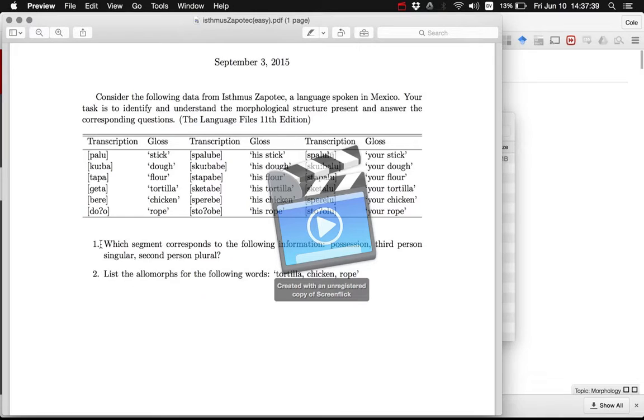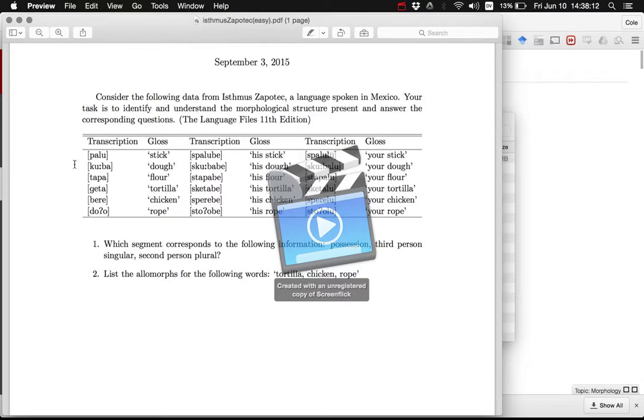And it's often a really good idea to begin to look at what the questions are first before you begin to pore through a data set, because as you can see, this is obviously quite a bit of information. So you're asked to figure out which segment corresponds to the following information. So what is the marker in Isthmus Zapotec for possession, third person singular, and second person plural? Okay, so first, possession. So possession is going to be translated into English as something like they own it, so his or your happens to be our code here for possession in this language.